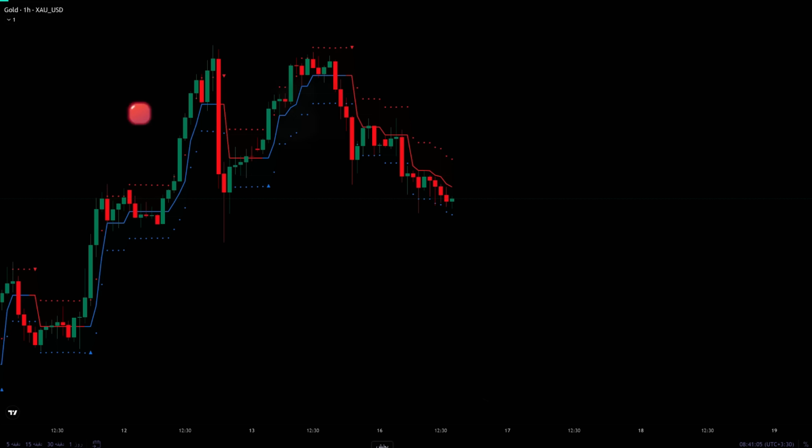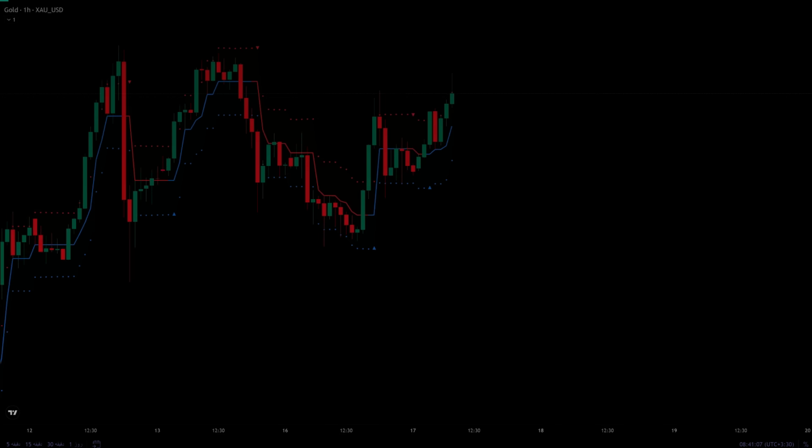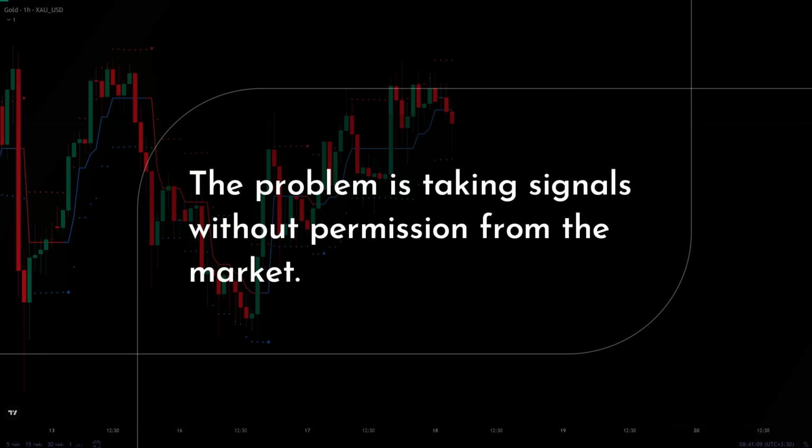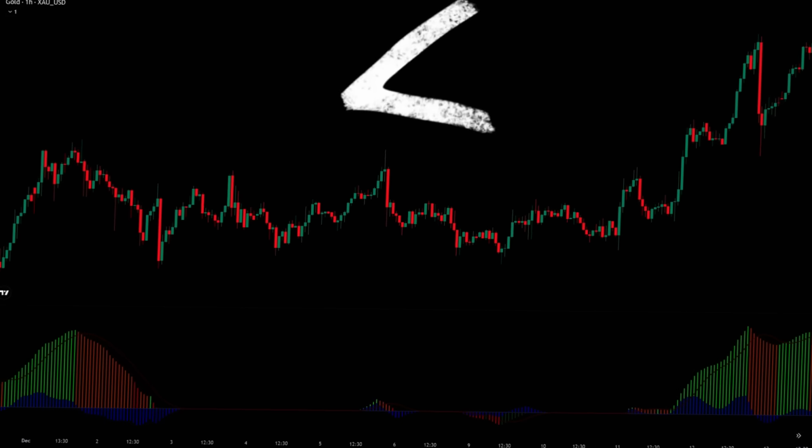This is usually the moment when traders blame the indicator and add more tools or jump to a new strategy. And that reaction is the real mistake. The problem is not the signals. The problem is taking signals without permission from the market. Now look below the chart.